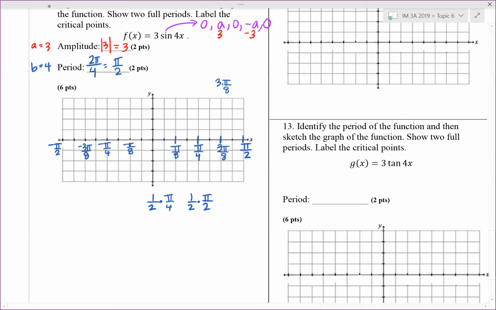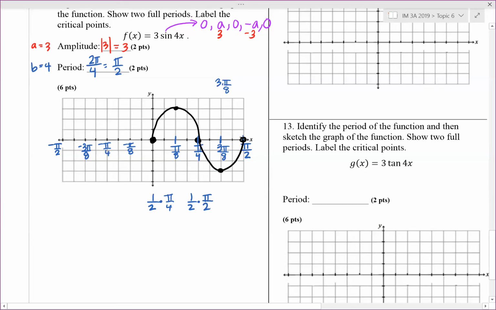So since I have no translations, I'm just going to graph the full equation and kind of finish my pattern. Since it's sine, I'm starting at 0 on the y-axis. And then my a value is 3. So at pi over 8, it's going to be at 3. Then I'm back at 0 for pi over 4. And then I'm at negative 3 for 3 pi over 8. And 0 for pi over 2. So remember that this is one cycle of the sine function.